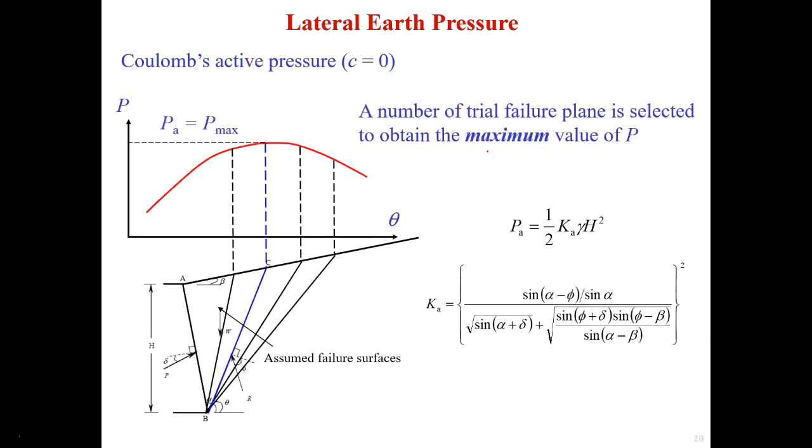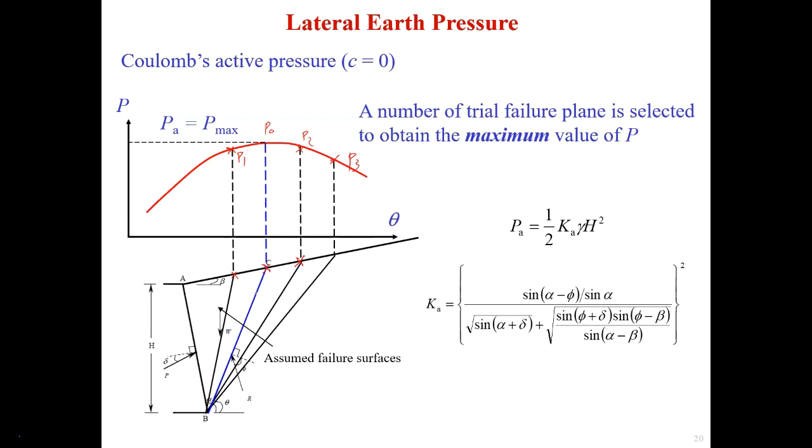So you see, that's the BC, that's the one we have taken, and we are able to get one value. But if we assume another failure plane, then we can calculate another P. Let's say this is P0, but if you assume another one, you will get P1. If another failure plane is here, then you will get P2. Similarly, you get P3. That's all according to the geometry relationship.